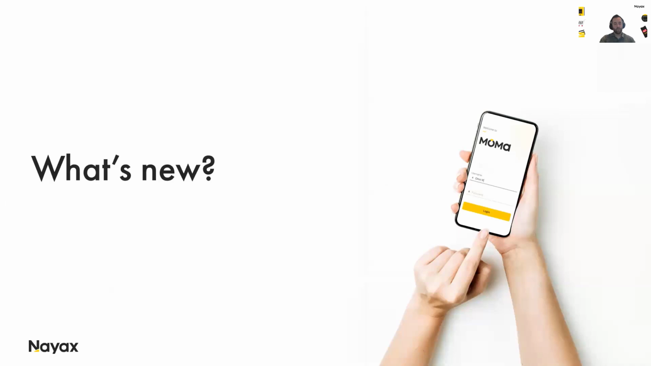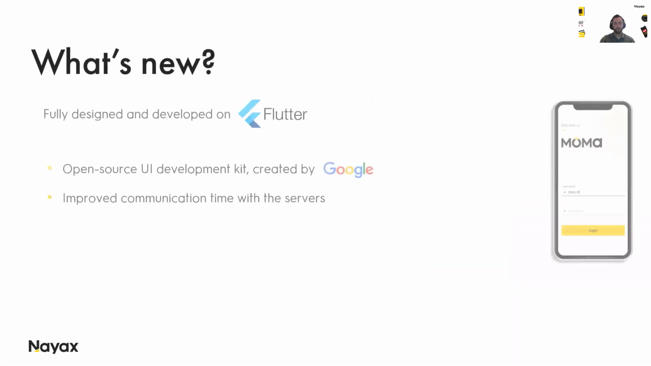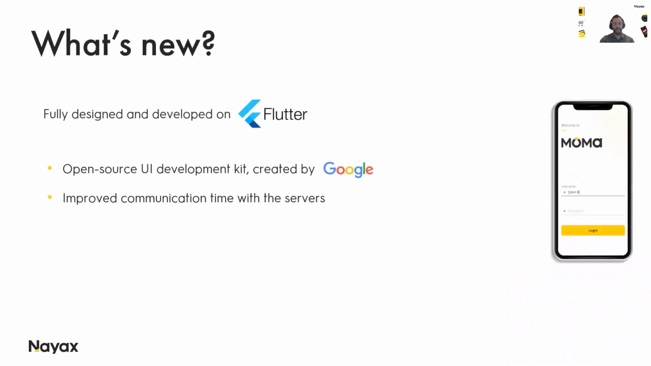So what's new in MoMA 2.0? First of all, I want to talk about the app itself. Now, as you may or may not know, the app was fully designed and developed on Flutter. Flutter is an open source UI development kit, which was created by Google, that actually enabled us to create all of these amazing features for you. And basically, it opens the door to many, many improvements in the future for this app. We are not limited to a web app that forces us to create things in a certain way.